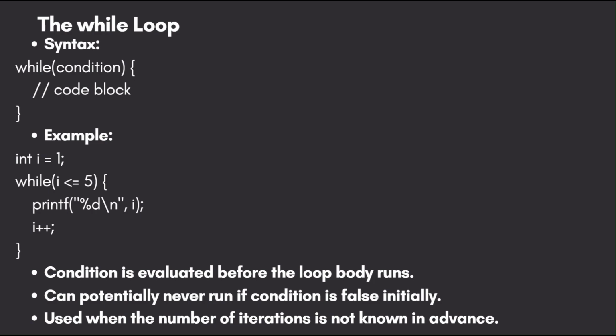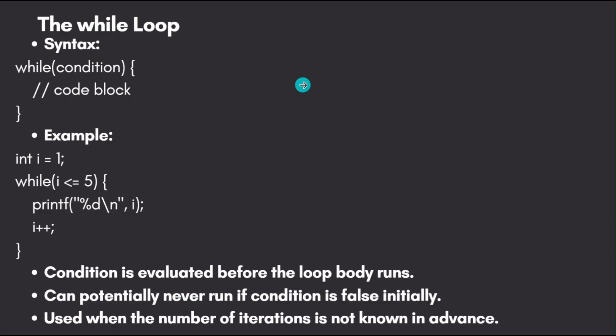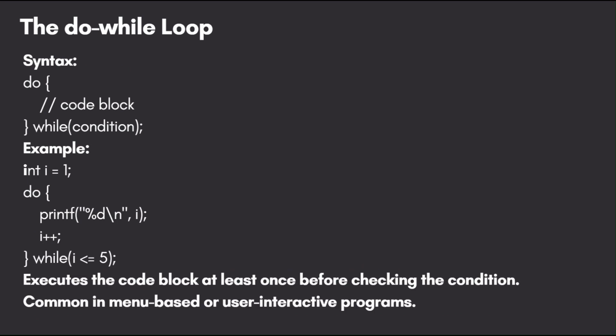The while loop basically checks the condition before executing the code. If the condition is false right away, it won't run at all. Now, the next is the do while loop. The do while loop is special because it runs the code block at least once before checking the condition. Do, while the condition, and here is a simple example of the do while loop.